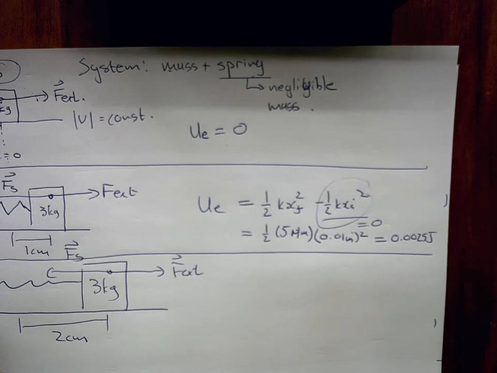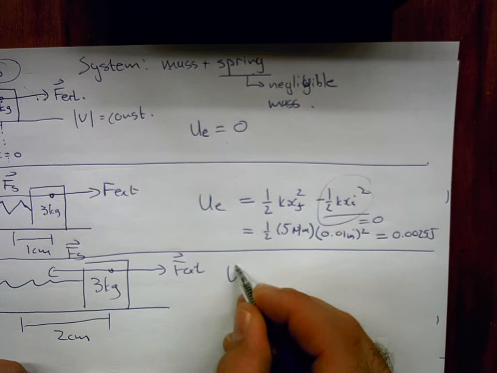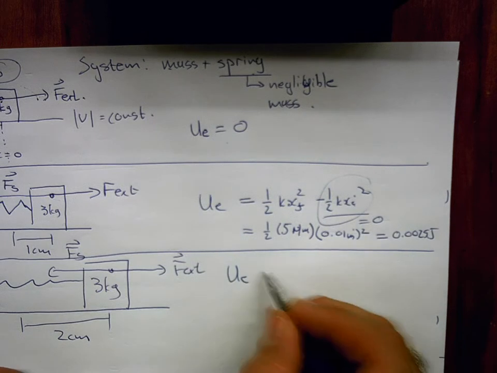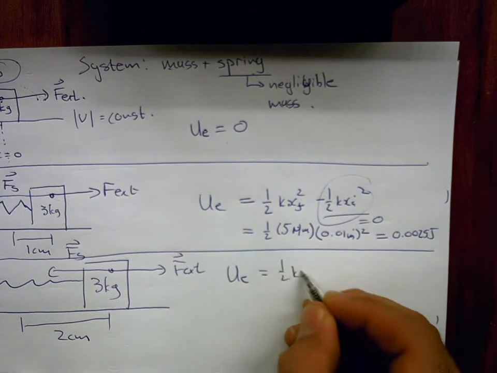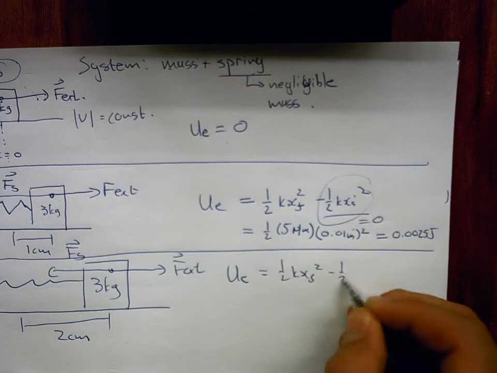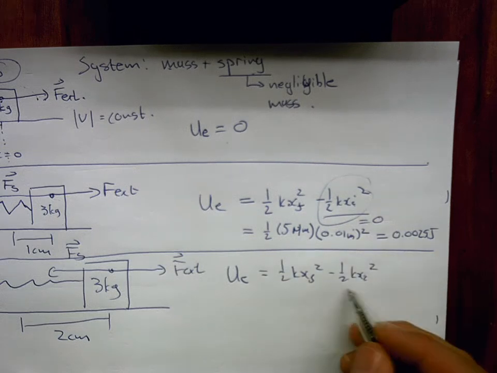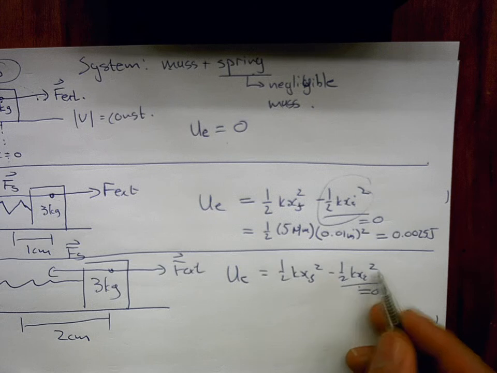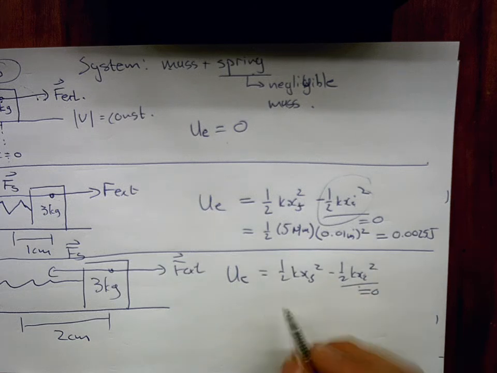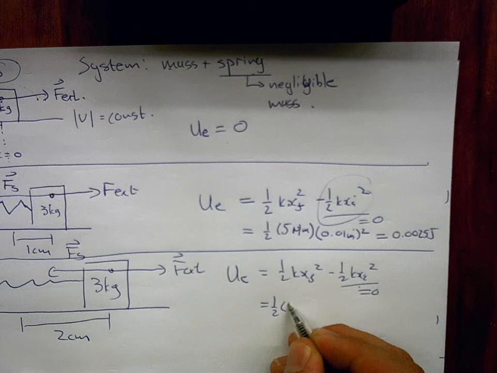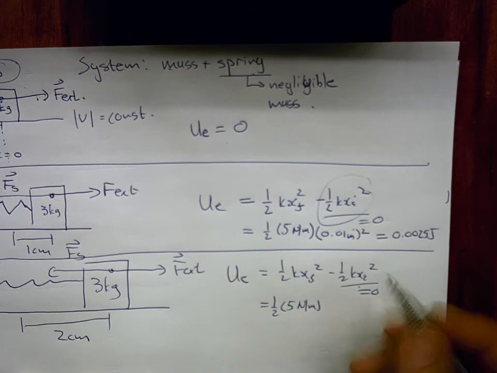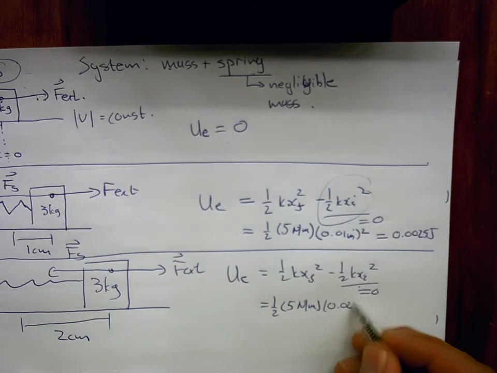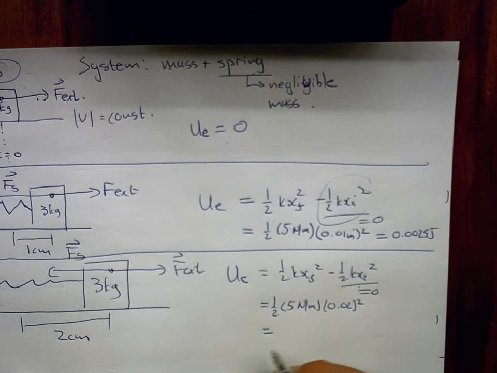Just move it over. There we go. And the same thing goes over here. Here we've got that the potential energy of the system is again a half kx final squared minus a half kx initial squared. This thing started out at x equals 0, so this term is equal to 0. What's left is a half times 5 newtons per meter times 2 centimeters squared. And if you calculate that, what you get is 0.001 joules.